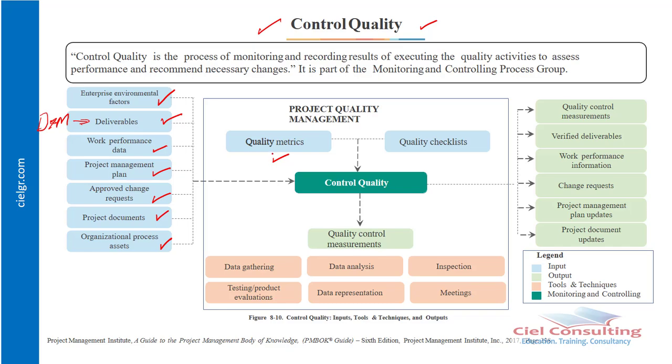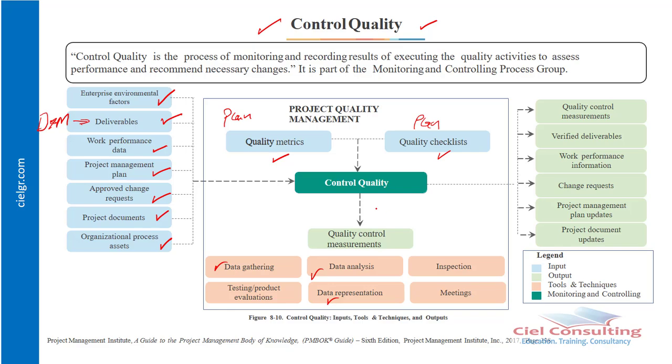So part of the tools and techniques, of course, would include the quality metrics, which we determine when we plan quality. And then aside from that, you also have your quality checklist, which is also part of what we determine when we plan quality. So all of these serve as tools and techniques to enable us control quality. And then other tools and techniques would include our data gathering, data analysis, as well as data representation skills.